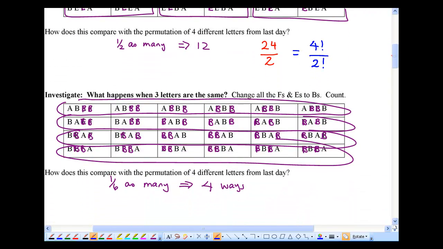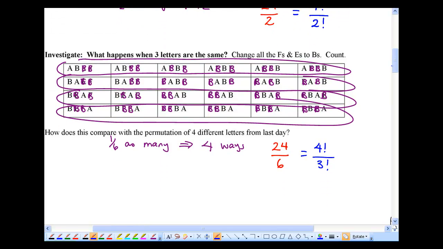We've started with 24 once again, that's 4 factorial. And then we saw 1/6 as many, so we divided by 6. Once again, 24 is 4 factorial. What is 6? If you remember, that's 3 factorial. Seems like when you have 3 letters the same, you divide by 3 factorial. What would you predict for 4 letters that are the same? Probably 4 factorial.